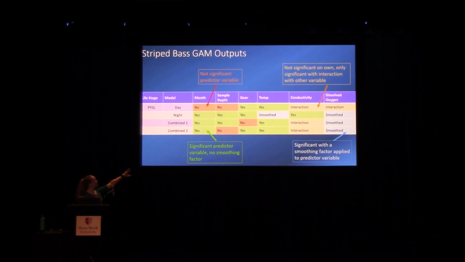The yellow-orange interaction term means that that variable, when put in the model, is not included by itself. It's only included when it's interacting with another variable. So in this case, conductivity is only included when interacting with temperature, and same with dissolved oxygen. The smoothed means that that variable is included in the model, but a smoothing term has been applied to it because it has a nonlinear relationship with relative abundance. And then "yes" just means it's a significant factor and was included in the model.